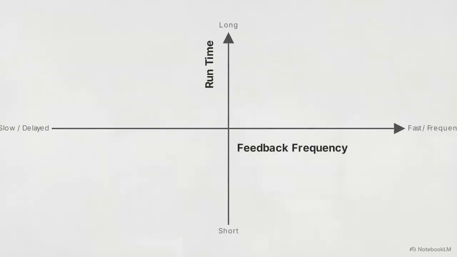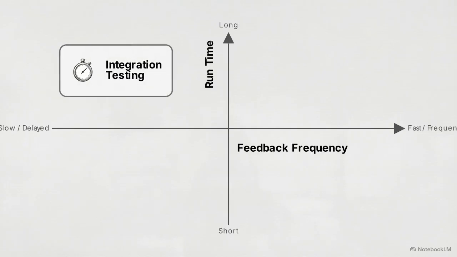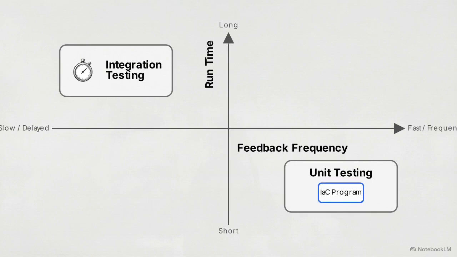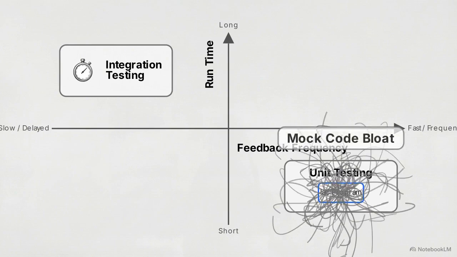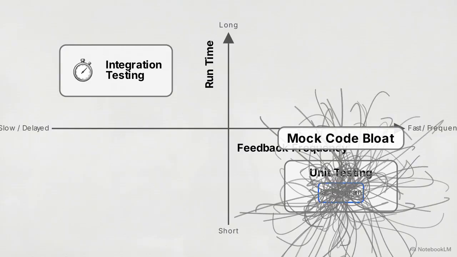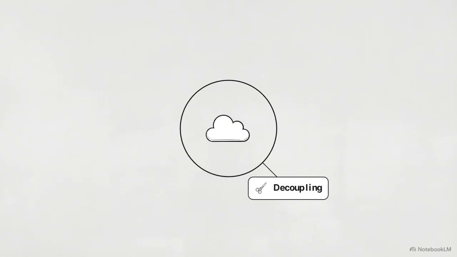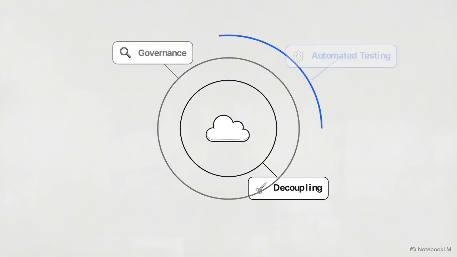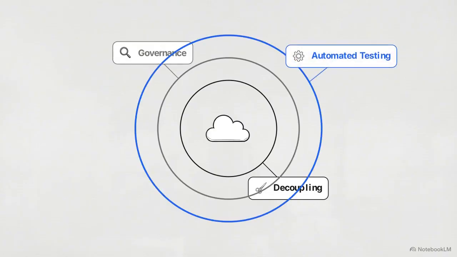This chart plots PLIAC testing techniques by execution speed and feedback frequency. Integration testing is slow and bottlenecks development. Unit testing is fast, but forces developers to manually write massive, complex state simulators. This mock code quickly dwarfs the actual program itself. To achieve high reliability without sacrificing deployment speed, engineering teams are implementing a 3-layered defense pipeline. They utilize structural decoupling, compile-time governance, and automated configuration testing.